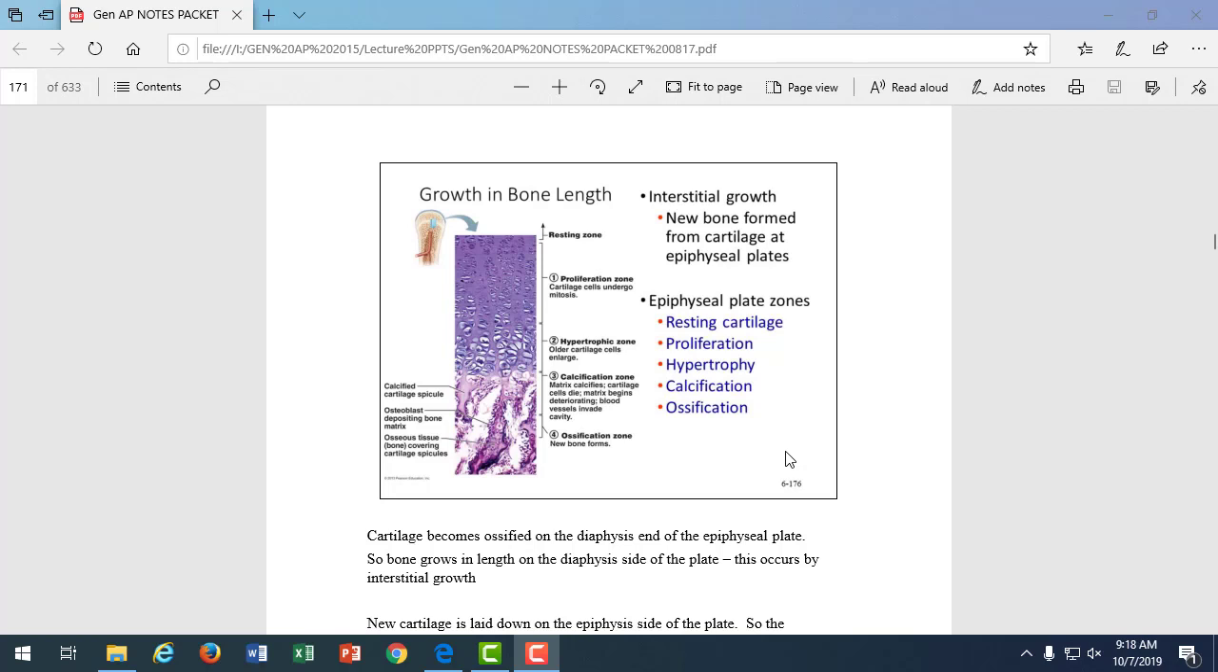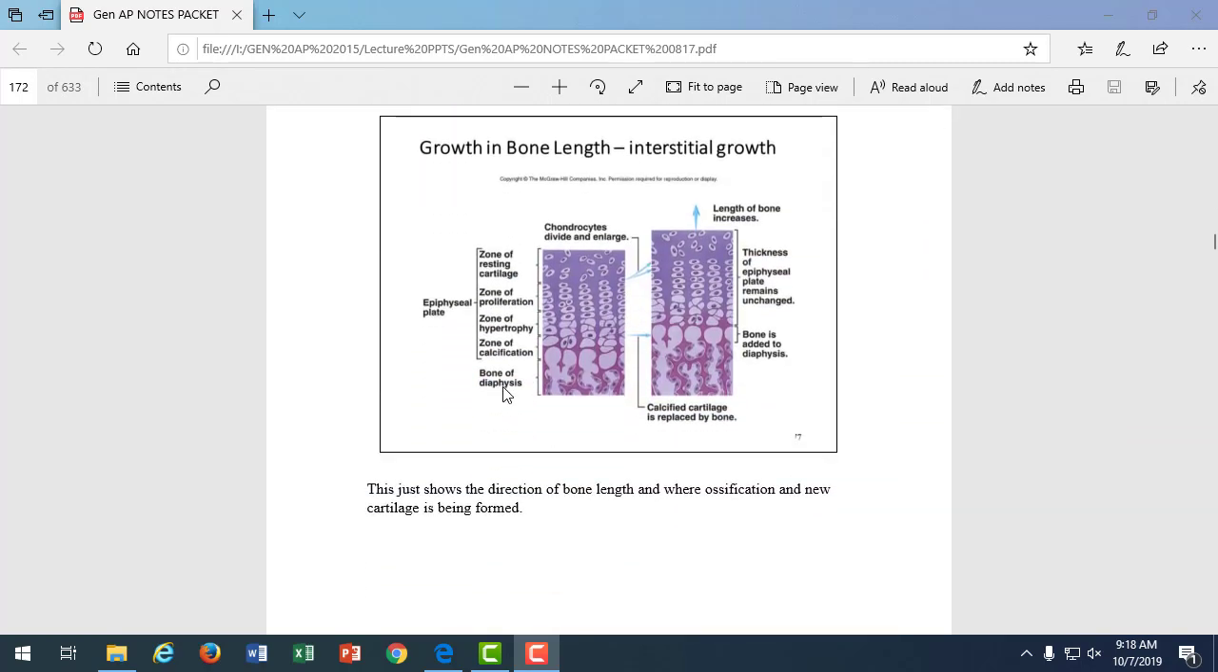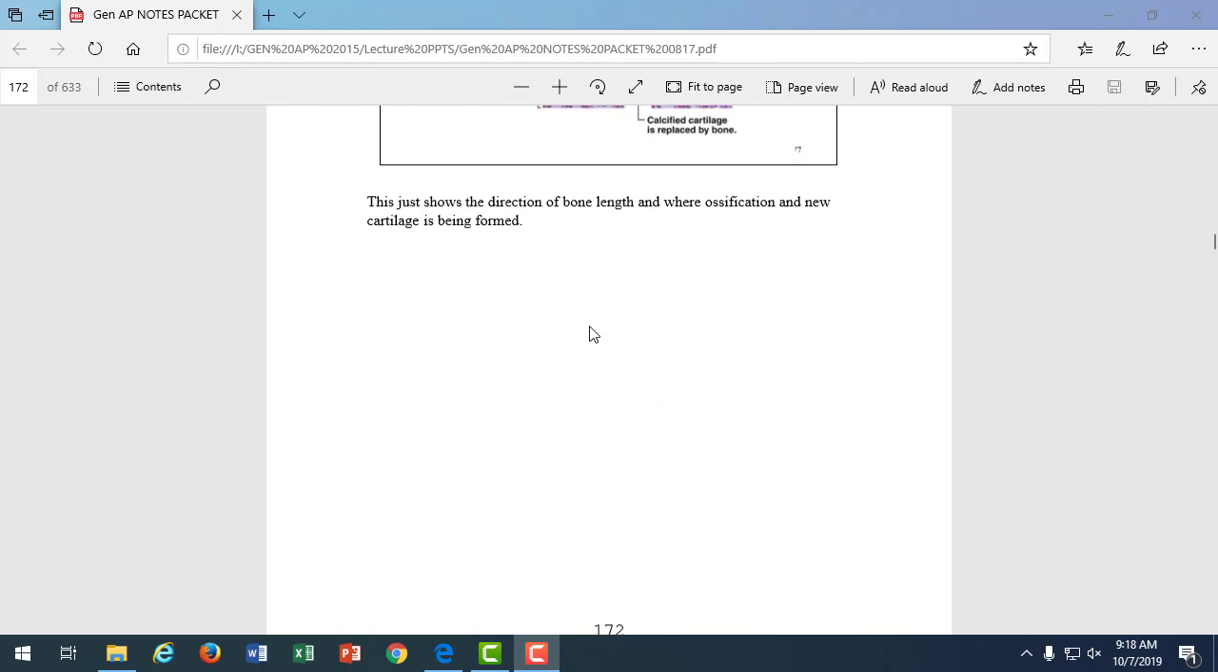So we talked about last time how the growth in length is on this side of the epiphyseal plate and this side is becoming bone. So toward the end of the bone, the side of the epiphyseal plate that points to the end, the epiphyseal side, is hyaline cartilage, and the part that points to the diaphysis side of the bone is bone. It's ossifying. Okay, so if we look at that process, we call it interstitial growth because growth occurs between the cells. So interstitial growth in length.